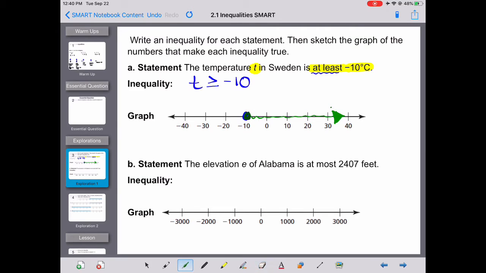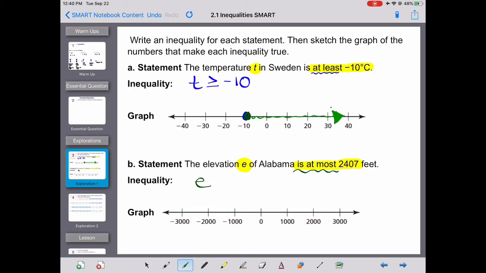Okay, part B. The elevation E of Alabama is at most 2,407 feet. You should pause the video and try it. Is at most is important here. The elevation E, which is the variable we're using, and the number again. So always start with the variable, so E in this case.